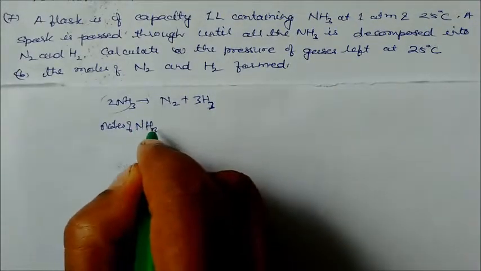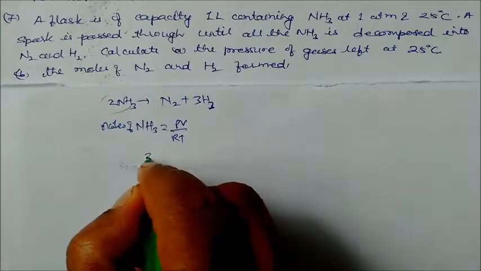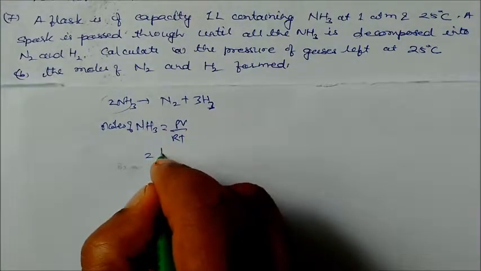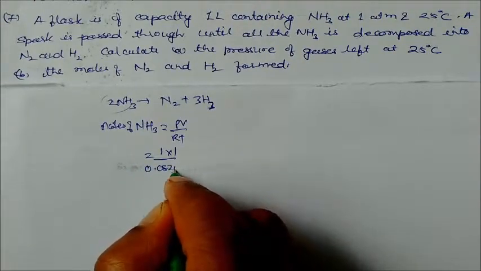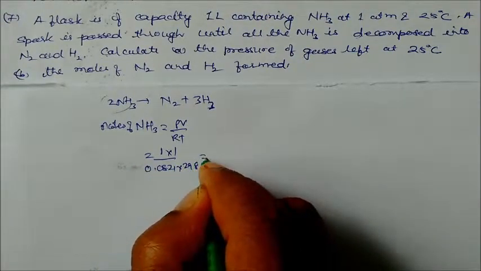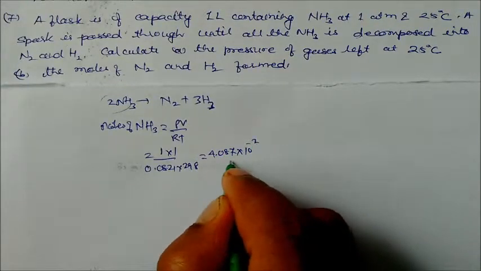So n equals PV by RT. Pressure is given as 1, volume is 1, R is 0.0821 into 298. On calculating, we get 4.087 into 10 to the power minus 2. So this is the moles of ammonia.